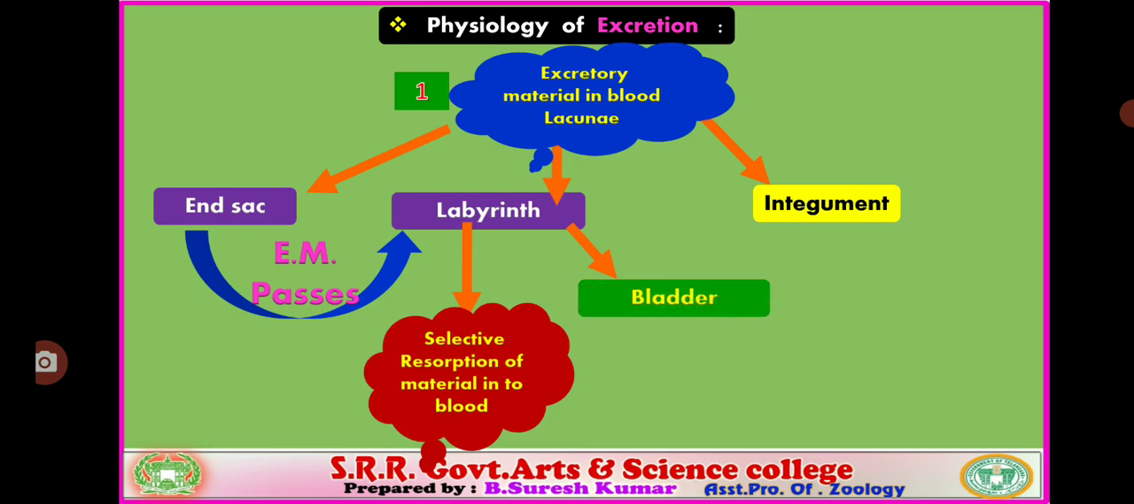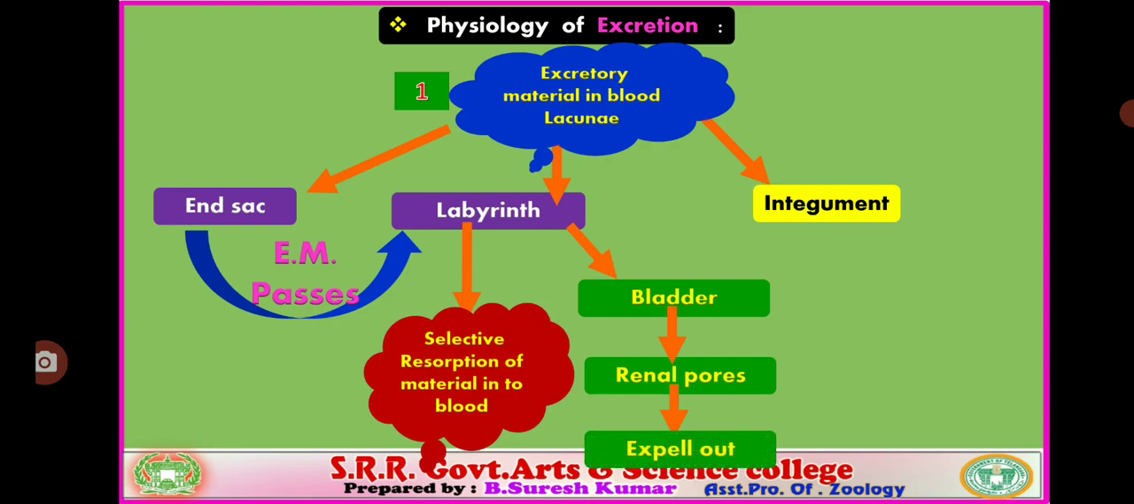is sent to the bladder. From the bladder, the nitrogenous wastes reach the ureter, the renal duct, and from the renal duct through the renal pores, the excretory material is eliminated, expelled out. So another process is the integument. Whatever nitrogenous waste material is deposited in the integument is shed off during molting. So yes, this is the mechanism of excretion.